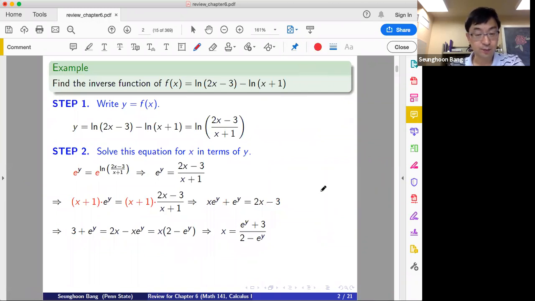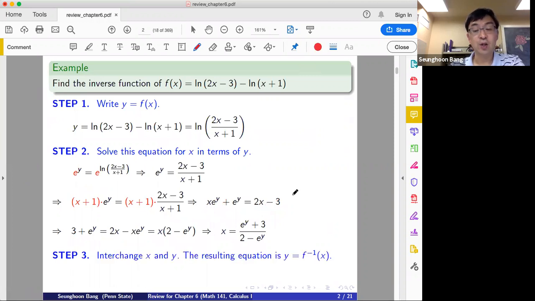Next, step 3, interchange x and y. The resulting equation is y equals f inverse of x. So what does it mean? Interchange x and y. Replace x by y and y by x. So that's it. This is the idea. Interchange x and y, so we have it. The resulting equation is the inverse function. That's it. This is the whole idea for finding the inverse function.